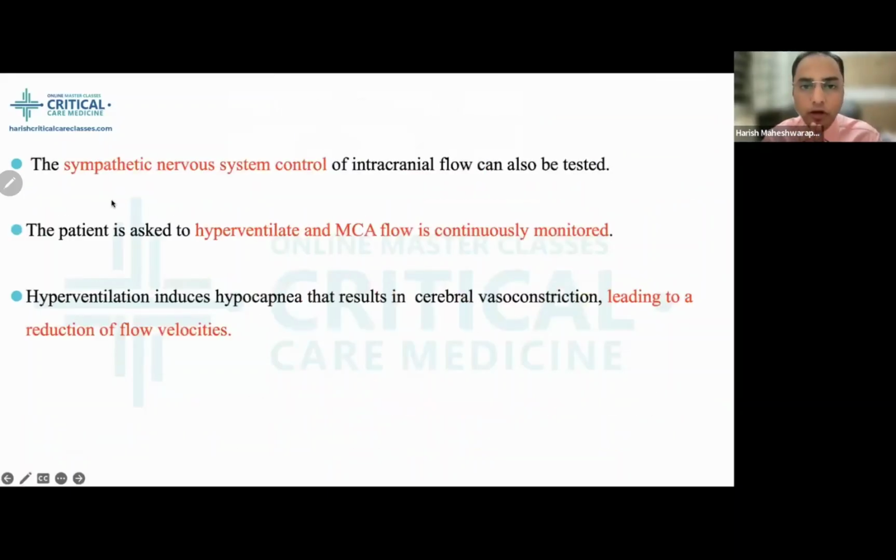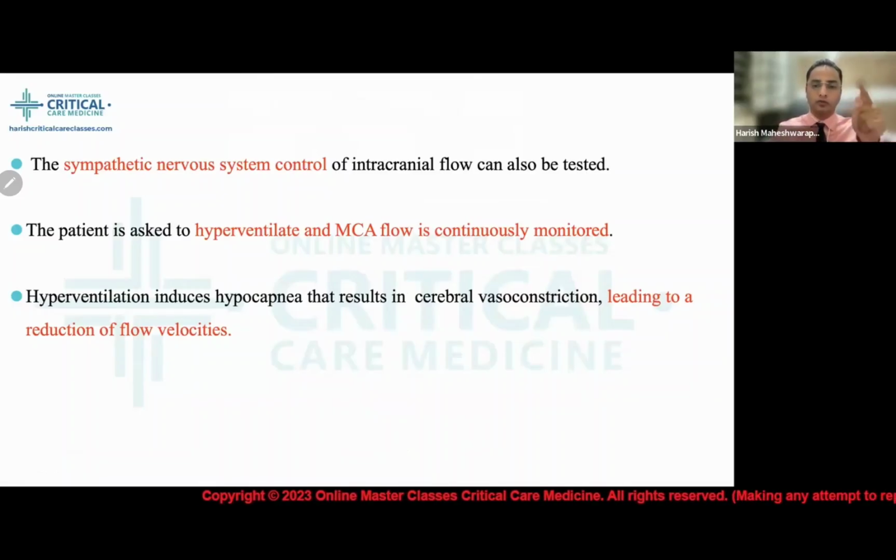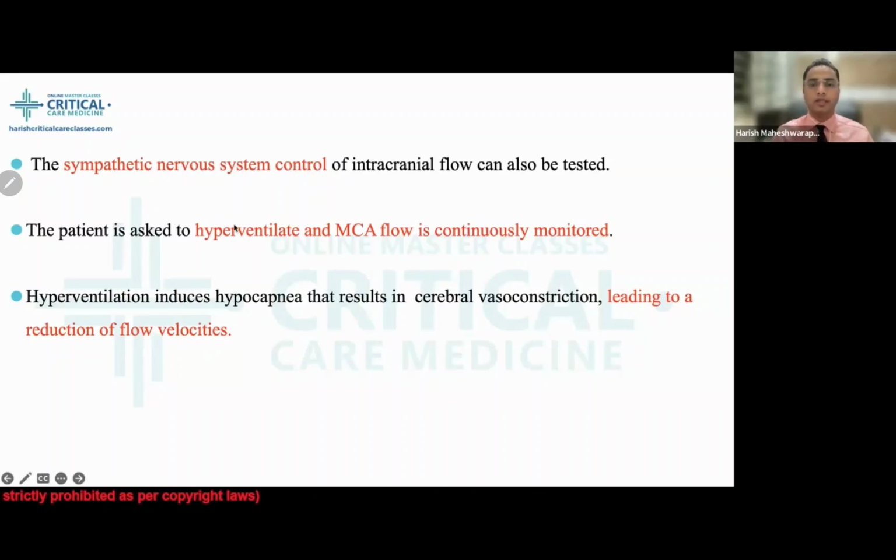So the sympathetic nervous system control of intracranial flow can also be tested. The patient is asked to hyperventilate and MCA flow is continuously monitored. Hyperventilation induces hypocapnia, meaning CO2 is washed out and it creates respiratory alkalosis. That results in cerebral vasoconstriction, which leads to reduction in flow velocity. So tell them to hyperventilate, CO2 will wash out, which leads to cerebral vasoconstriction, and definitely to reduction in flow velocities. That is how we can get some idea about the intactness of the sympathetic nervous system control on the intracranial flow.